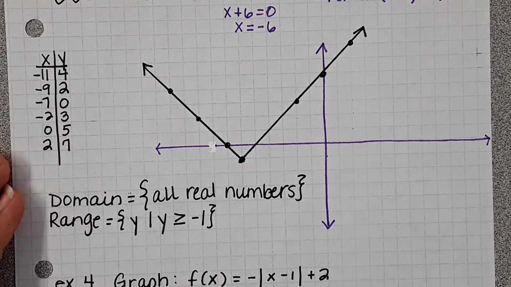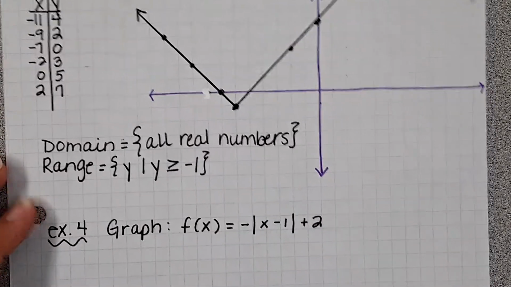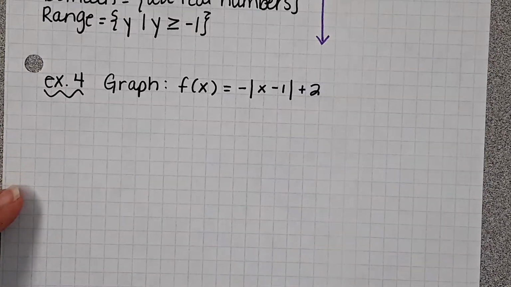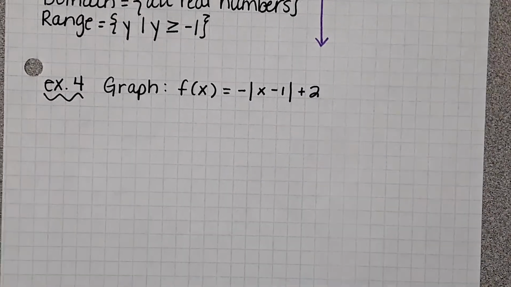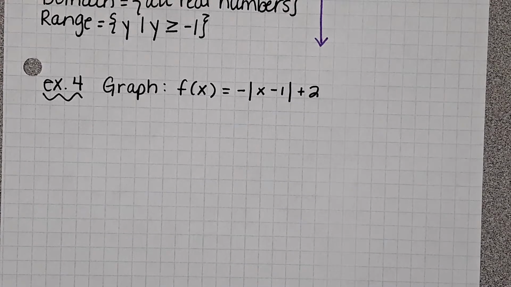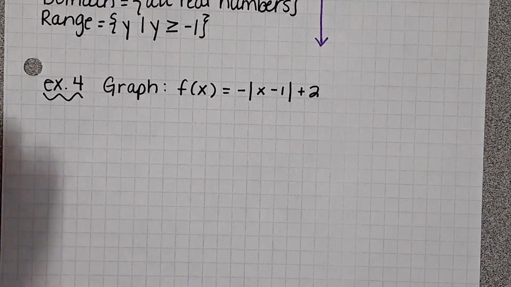For example 3. Here's example 4. What do you notice the difference between this one and the other 3 that we've done? It has a negative. Yep, it has a negative in the front. Just so you know, that negative will not affect your vertex. You're going to find your vertex just like we found it in example 3. Then that negative will play a role when we go to do our table, okay?